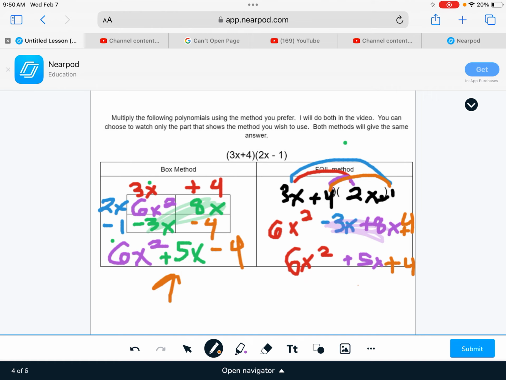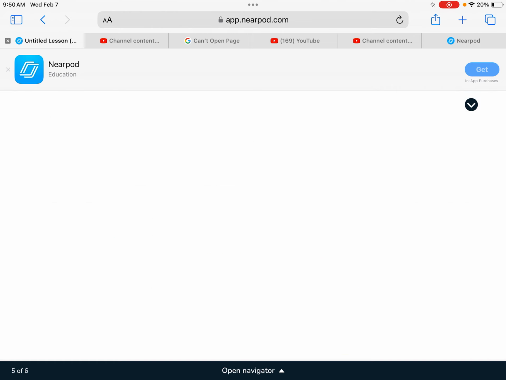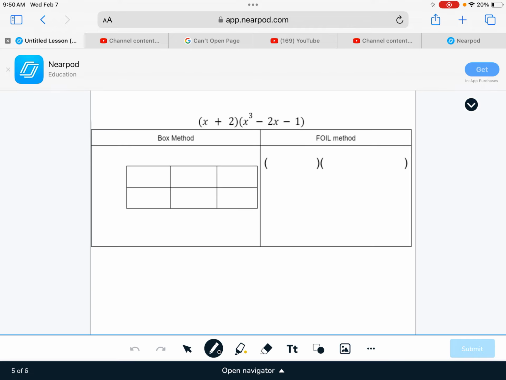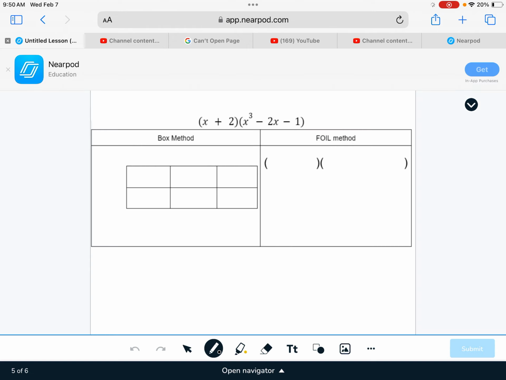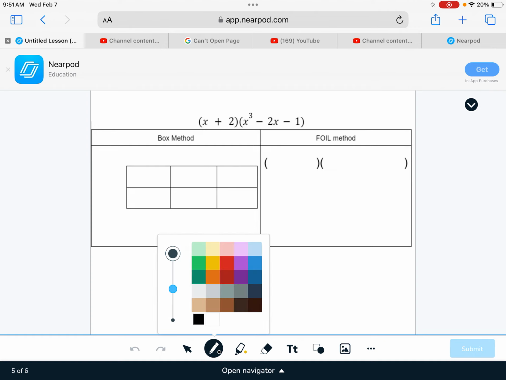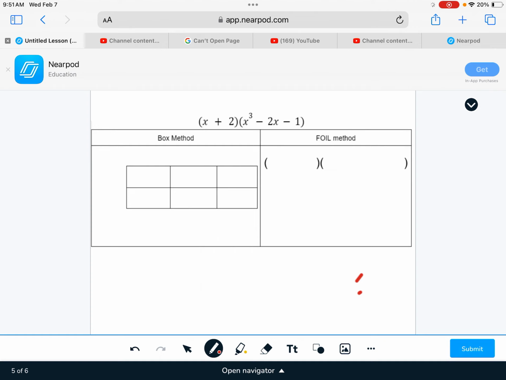Personally, I like the box method just a little bit better because I find it to be a little bit more interesting. Okay, so you're going to see on the next one, I went one too far, I apologize, that this is broken down a little bit differently. I've got 3 boxes side by side over here. That's because this right here has 3 terms in it.